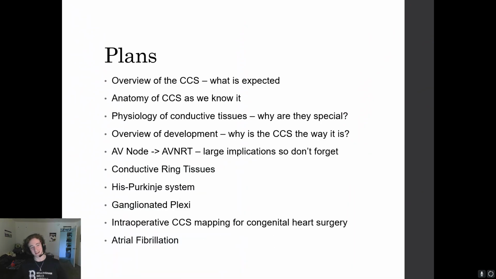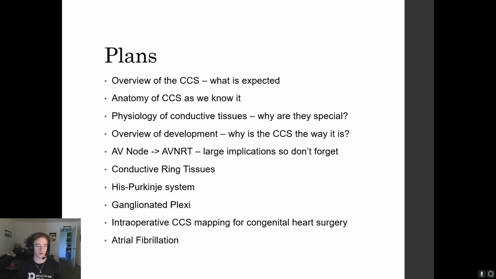Okay, so going over the plans for what we're going to talk about today. We're going to be going over an overview of the CCS, the cardiac conduction system. So really what you should know watching this video. If you don't know much, you can just watch a 10-minute YouTube video about it. There's a million of them going over the basic stuff. And then after that, I'll be really quick.